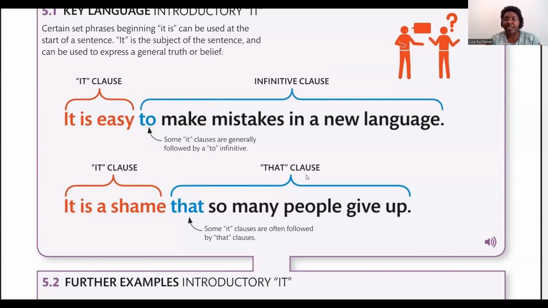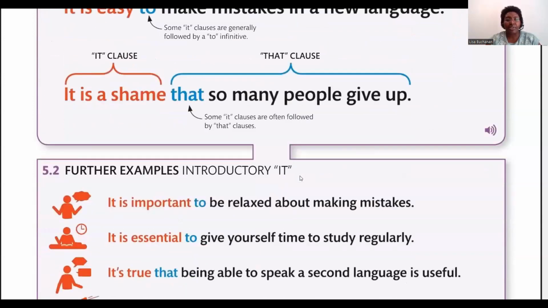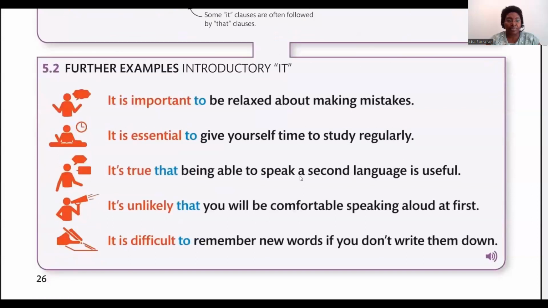Let's look at some examples. Again, general statements with it. So we've given you 5 examples here. Let's read them. Some of them have the to clause. Some of them have that clause. Let's see the difference. First one. It is important to be relaxed about making mistakes. It is essential to give yourself time to study regularly. So we have the to, and then we have a verb with nothing that we've done to it. We haven't changed the verb, to be and to give.